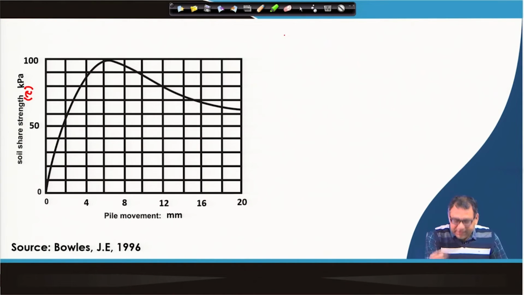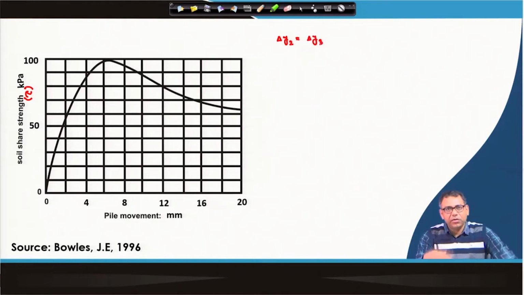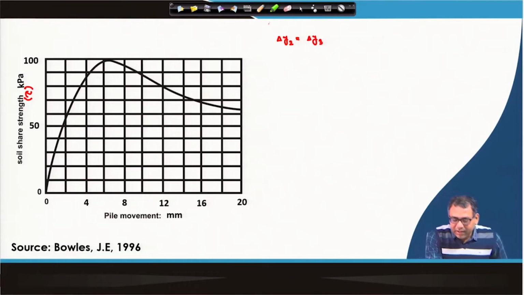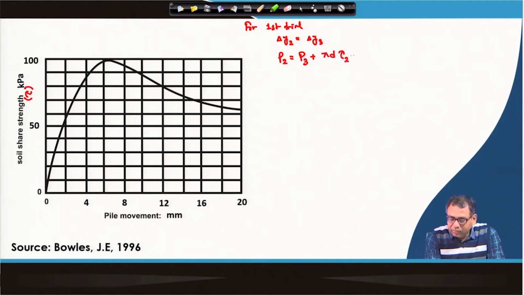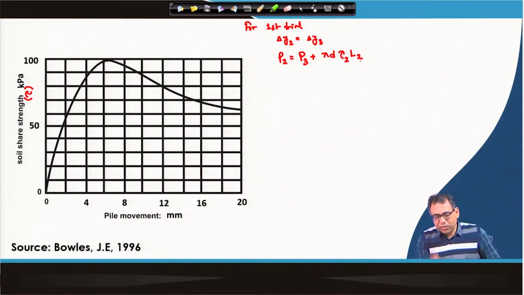then again we assume for the second segment, and then we assume del y 2 is equal to del y 3, because now we know the del y 3. For the second segment, for the first trial we assume del y 3, again we will calculate the P 2 now. P 2 is P 3, which is known, plus again pi d tau 2 L 2. So, pi d is known, L 2 is known.